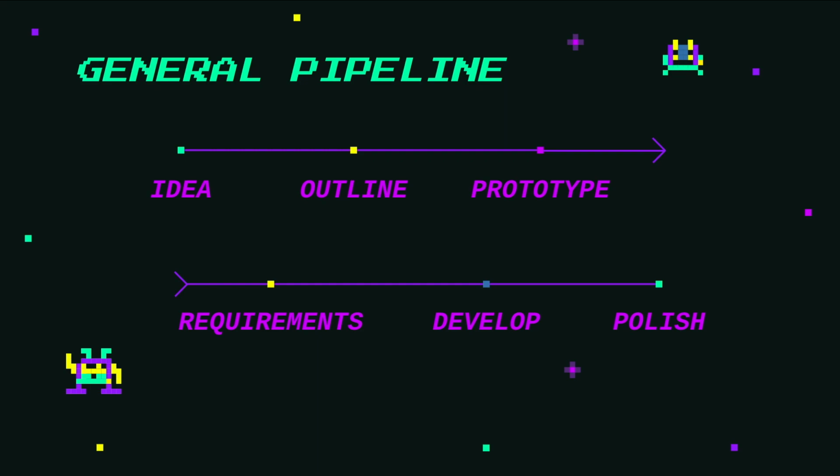Then you develop all those requirements. So after the requirements, you don't add a lot of new things. You fully make the game. And then the last step is polish, which I never get to. I need to make a game where I can actually polish it.